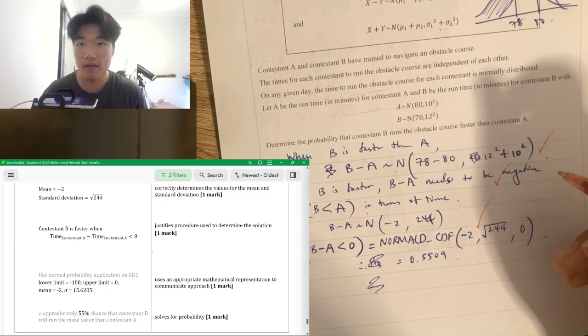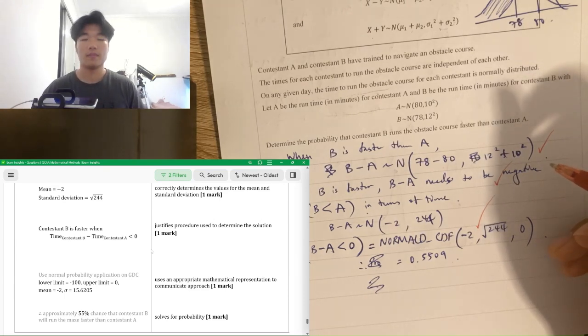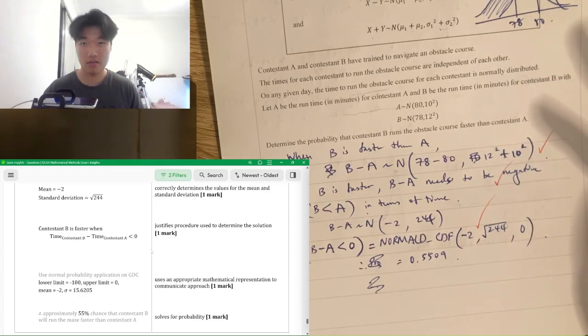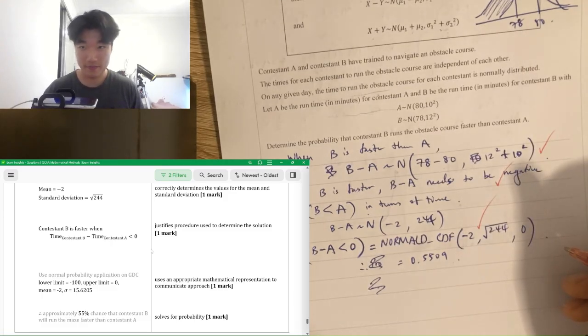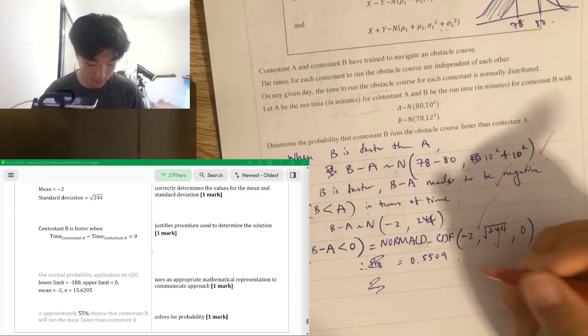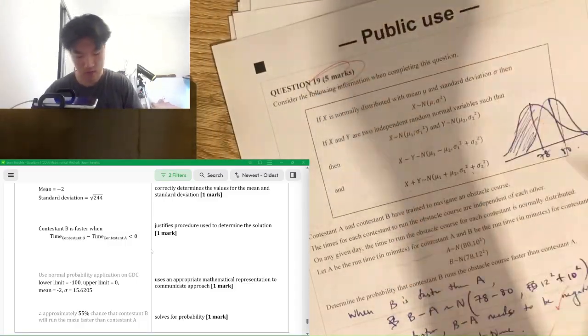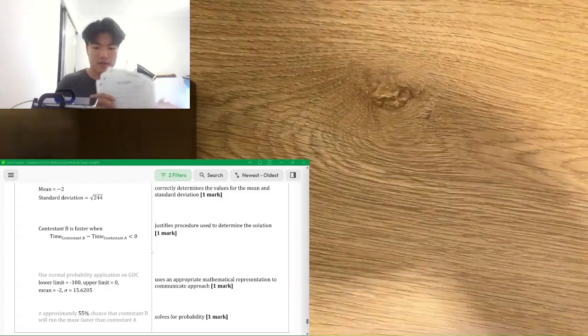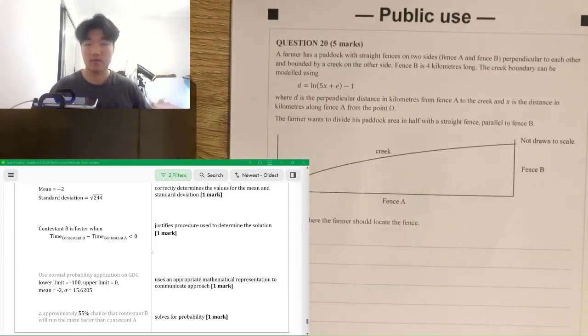Lower limit, upper limit. Lower limit. What do you mean lower limit? What? Okay. I don't know. I mean, it's just this, right? That's essentially what they're saying. 55%. What? Okay, that was underwhelming to be honest. Apparently it's not that difficult. What? Okay.